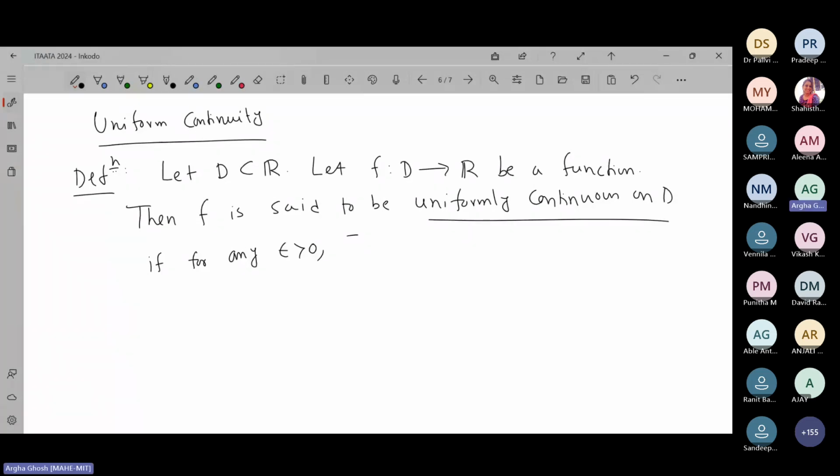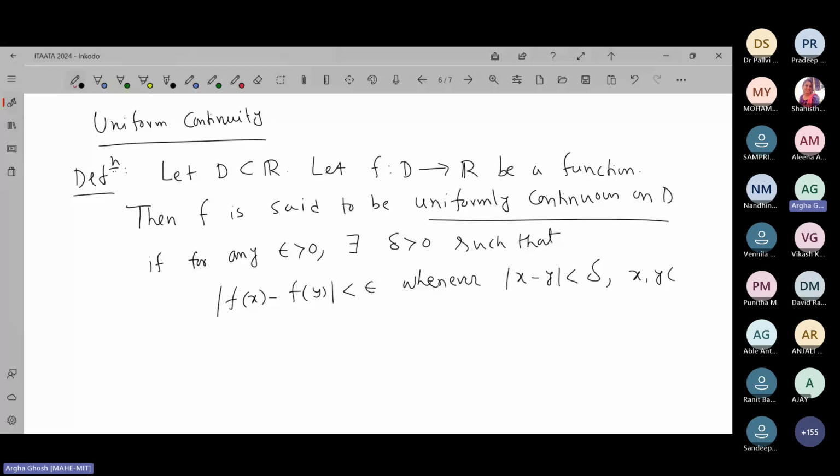there exists, so I'm using short notation, there exists a delta greater than 0 such that mod of f of x minus f of y is less than epsilon whenever mod of x minus y is less than delta, and obviously x, y are elements of D. Okay. So if we have two elements x and y in the set D which satisfy this inequality, then it must satisfy that f of x minus f of y is less than epsilon.